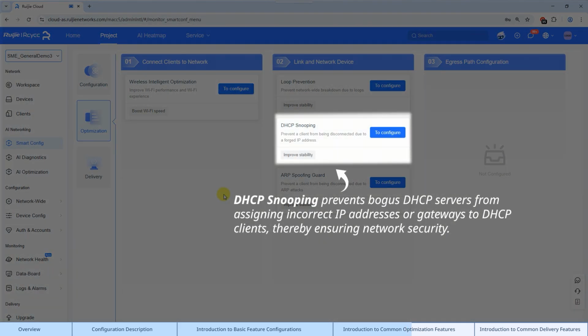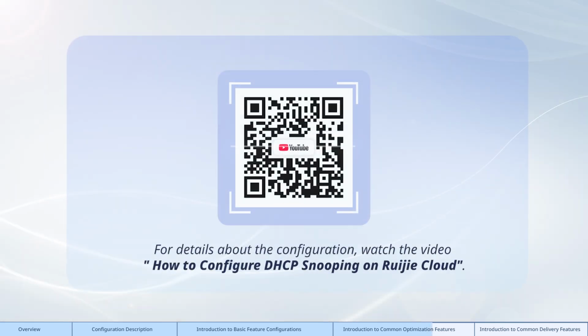DHCP snooping prevents bogus DHCP servers from assigning incorrect IP addresses or gateways to DHCP clients, thereby ensuring network security. For details about the configuration, watch the video how to configure DHCP snooping on Ruijie Cloud.